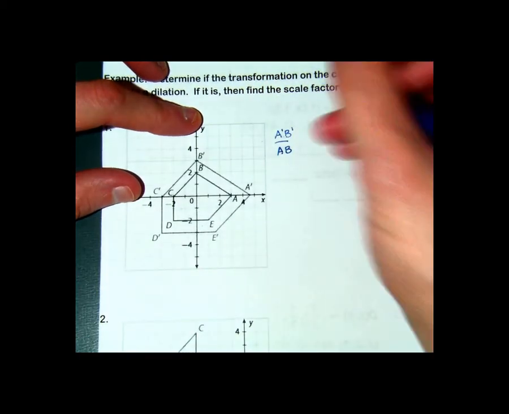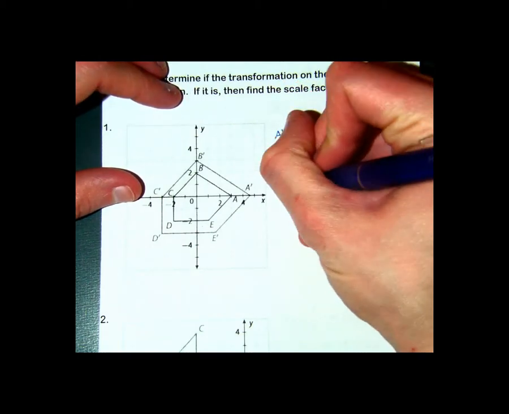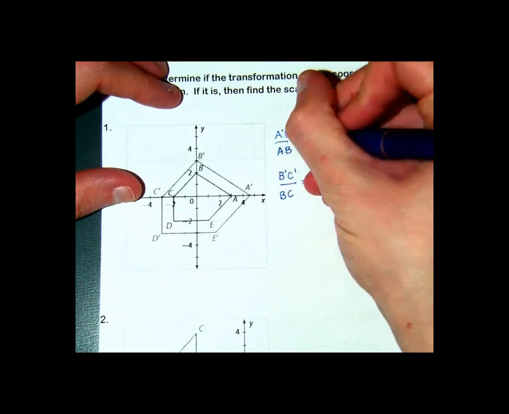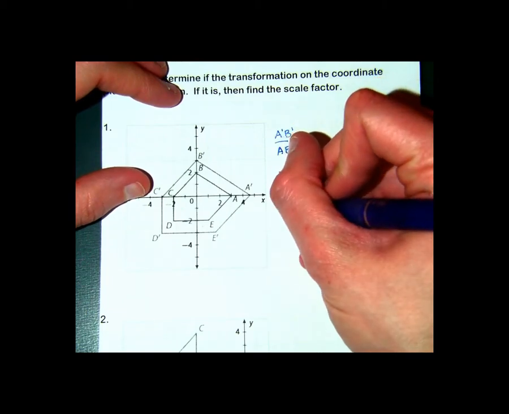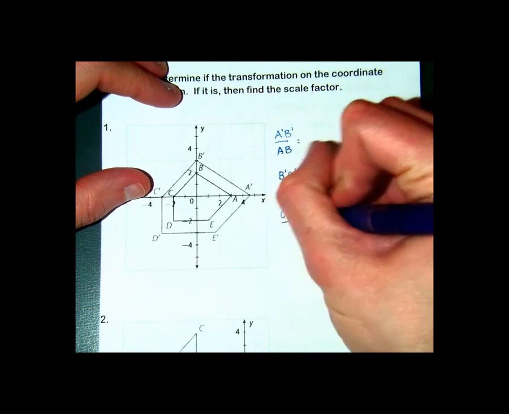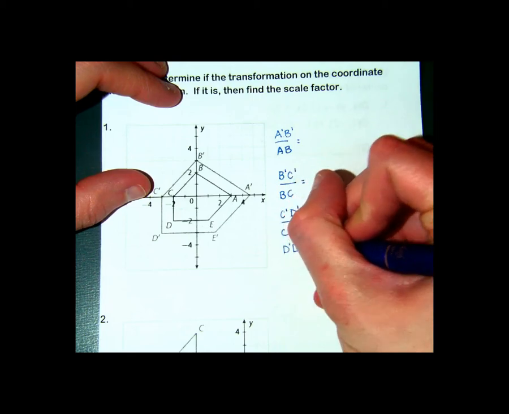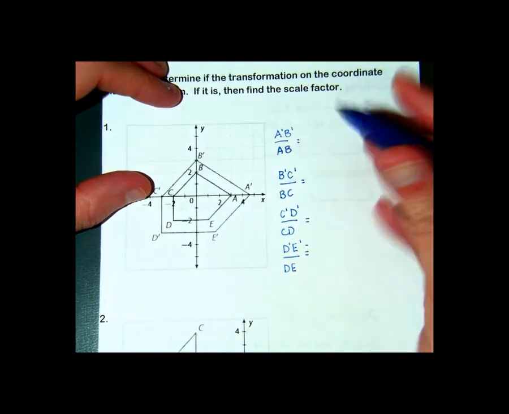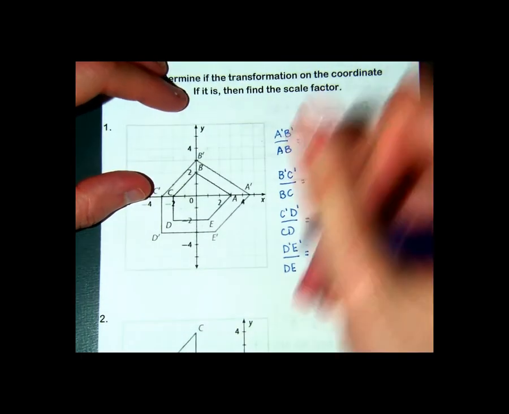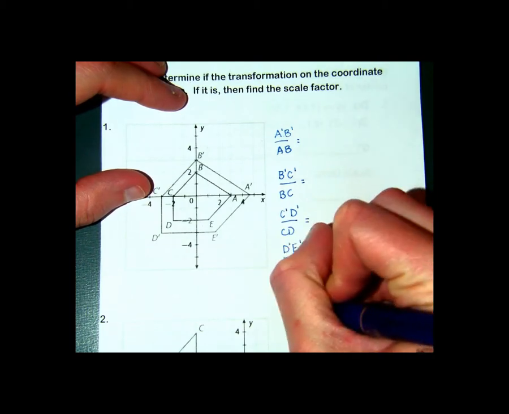It's one set of sides. I will be looking at B prime C prime over BC. And then we will look at C prime D prime over CD. Sadly, the more sides you have, the longer this will take. That's okay. And last, let's just put it down here. We have A prime E prime over AE.